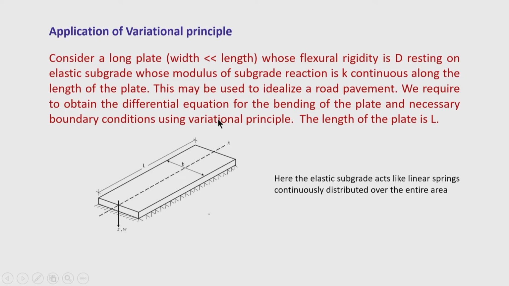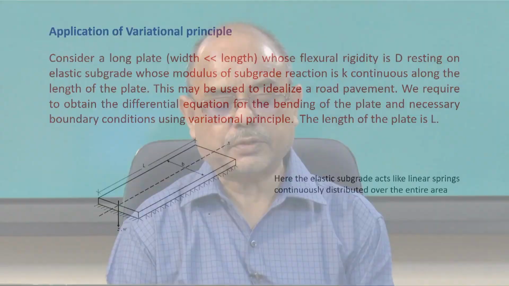So, this condition may be used to idealize a road pavement, because a road pavement is usually rested on the subgrade, and you know that pavement has a concrete slab in many cases. So, the concrete slab acts like a plate, a very long plate resting on the elastic subgrade.